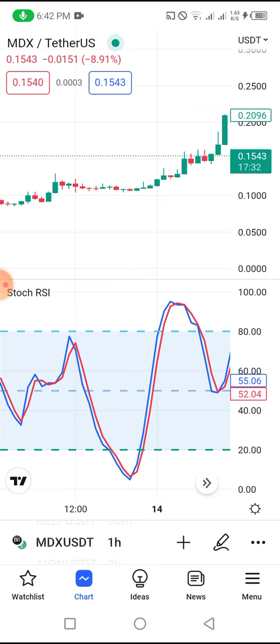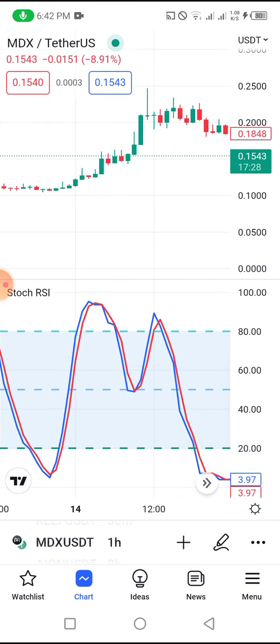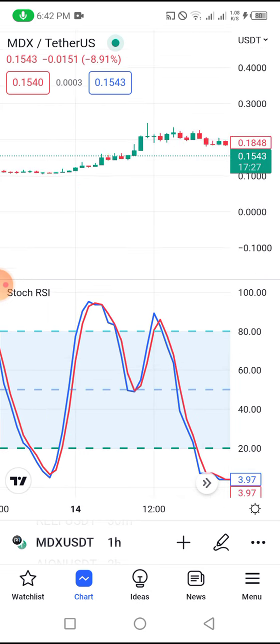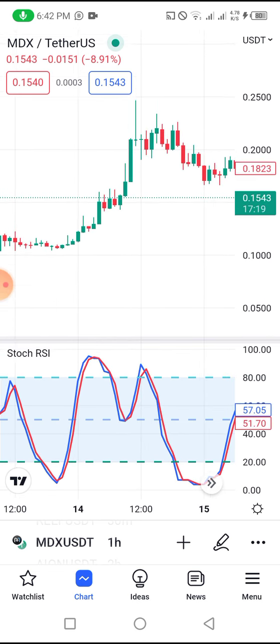Then after identifying a crossover like that, what do we do next? I'm going to take this example just to explain what we do next. We draw what we call a vertical line.